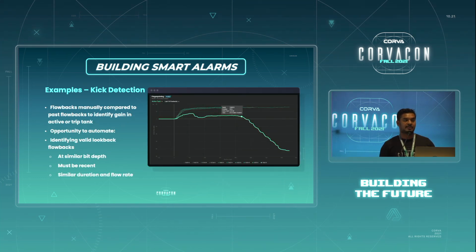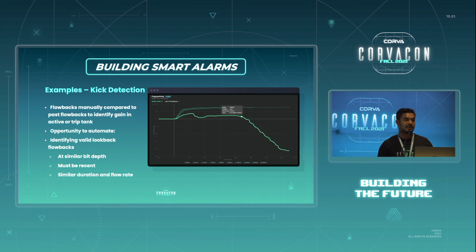Another way we've been using kick detection is in flowbacks. For pump flowback, traditionally the drilling engineers would look at flowbacks for the current cycle and compare it with the valid flowbacks from previous cycles to see if there has been a gain in active or trip tank. There are several things that might affect this. The drilling engineers would use several factors to identify valid flowbacks that can be used for comparison. Some of these are that the flowback must be from similar bit depth. It has to be recent. It has to be of similar length and from similar flow rates. And of course, there shouldn't be any transfers or anything else that might be affecting it.